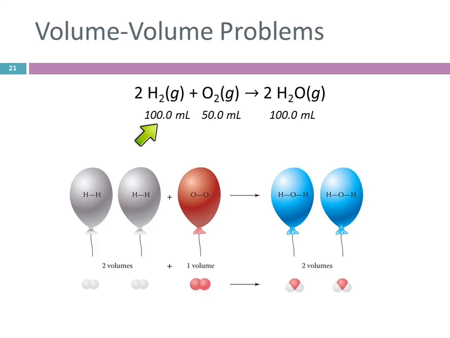But these ratios, 100 to 50 is the same as the ratio of 2 to 1. Does that make sense? If we take a ratio of 100 to 50, if we divide both sides by 50, we get 2 to 1. The ratios of the volumes are the same as the mole ratios. So that makes volume problems very simple.